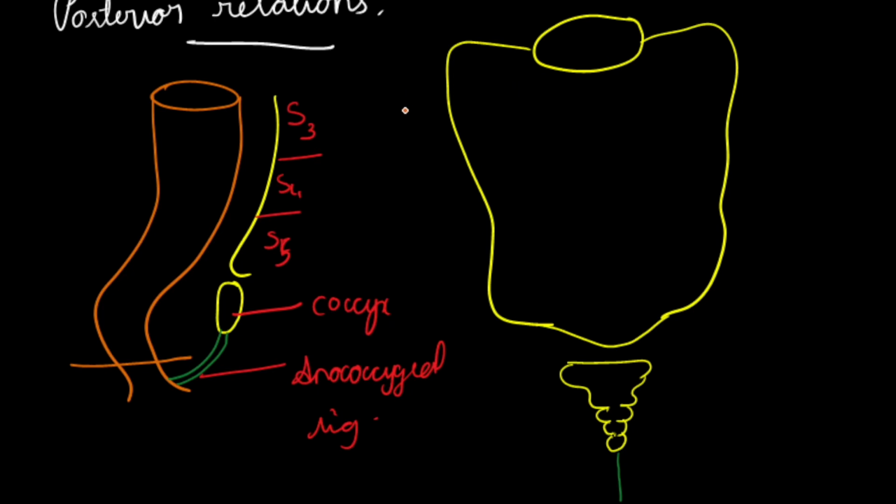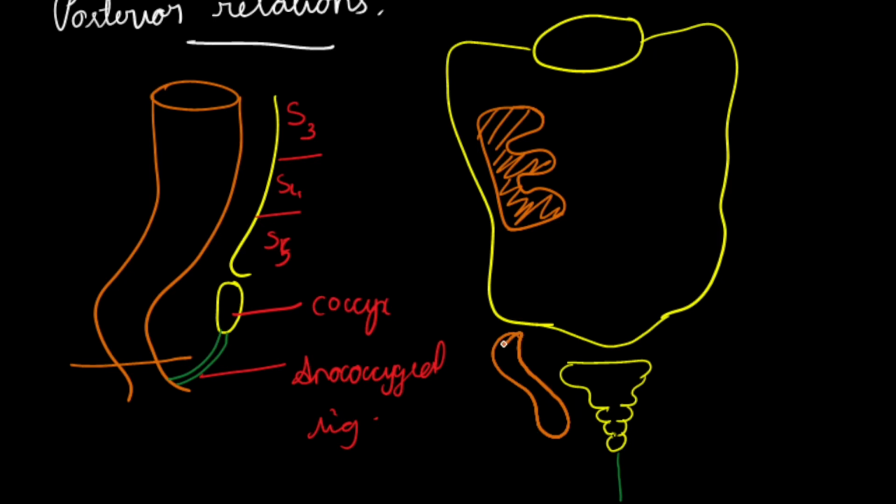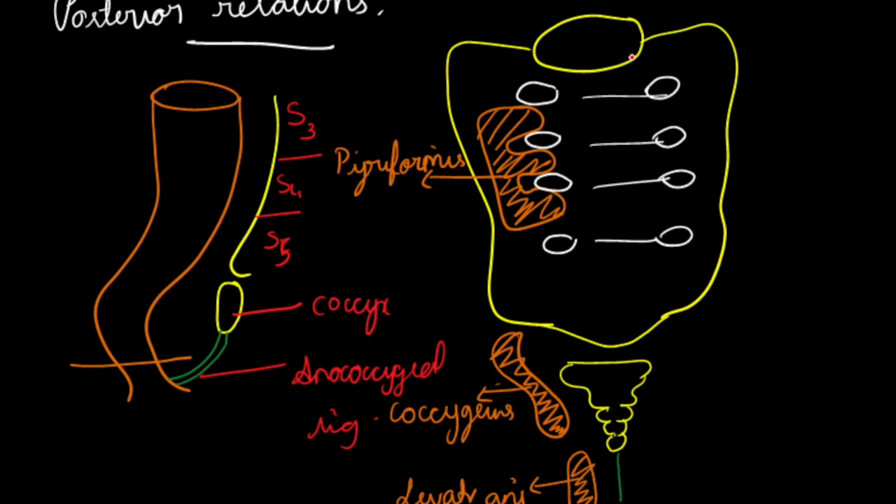First is piriformis. Here we can see the piriformis muscle. Then comes our coccygeus. Then at last, here comes the levator ani. Then comes our median sacral artery here. And then lateral sacral artery here.